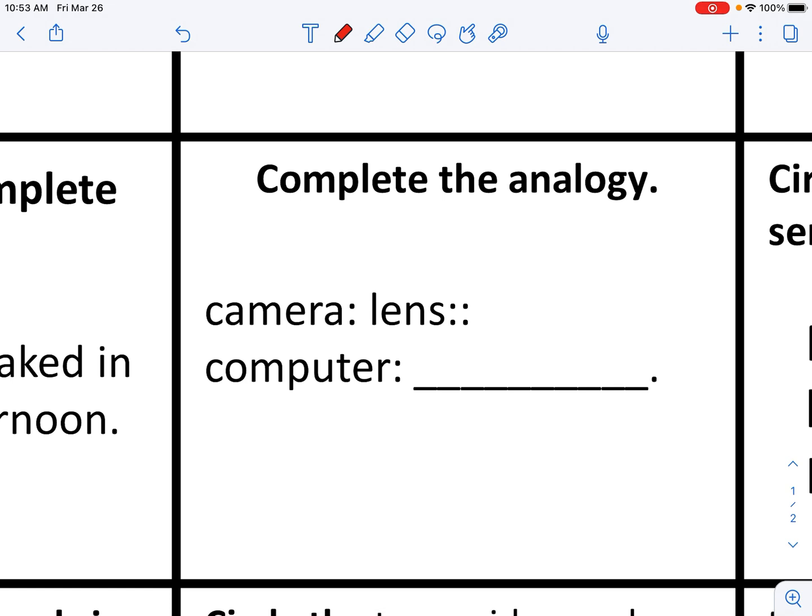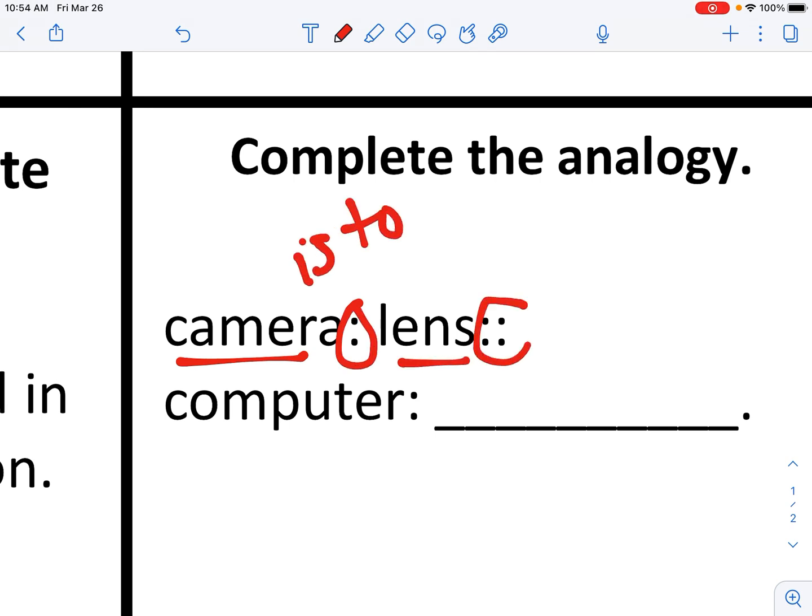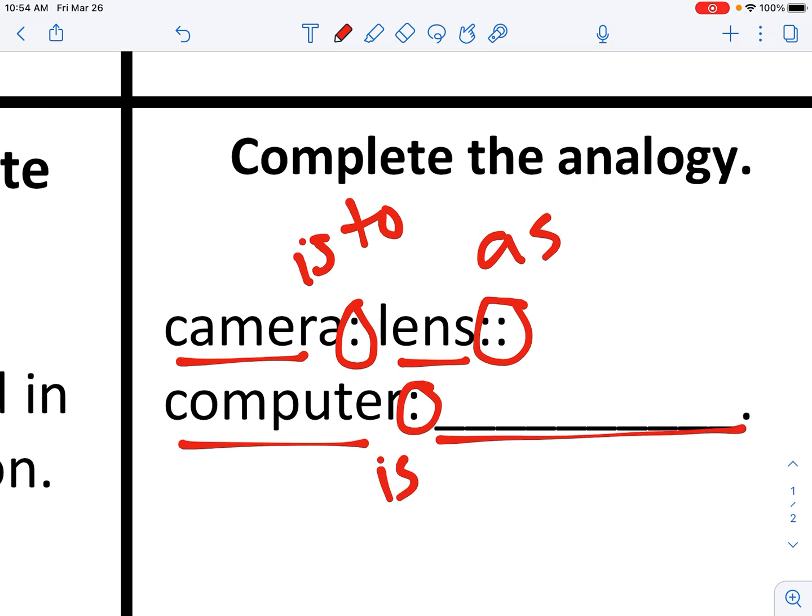Complete the analogy. You can see that there's some colons here. We'll write what those mean. Camera is to lens as computer is to what? So a camera has a lens on it, as a computer has a what on it?